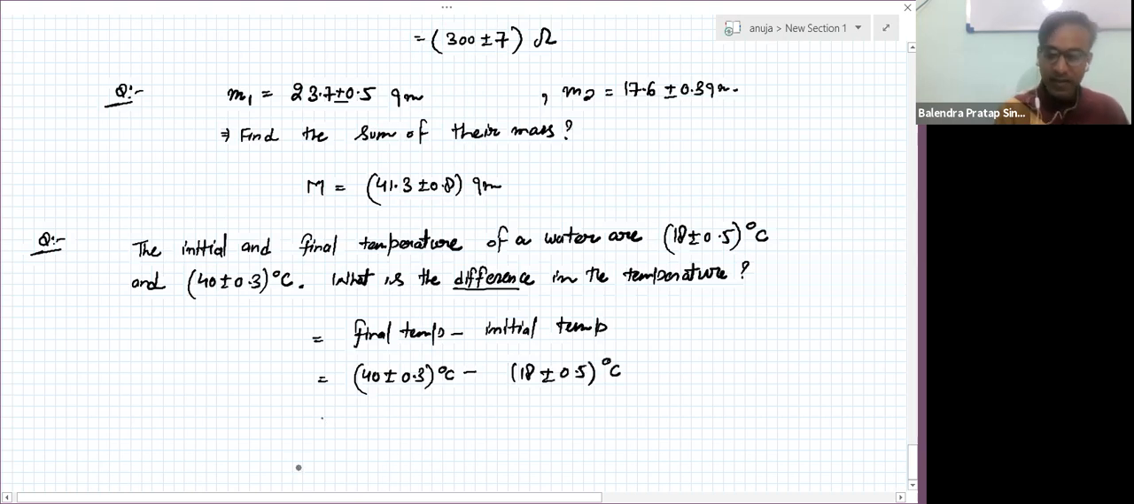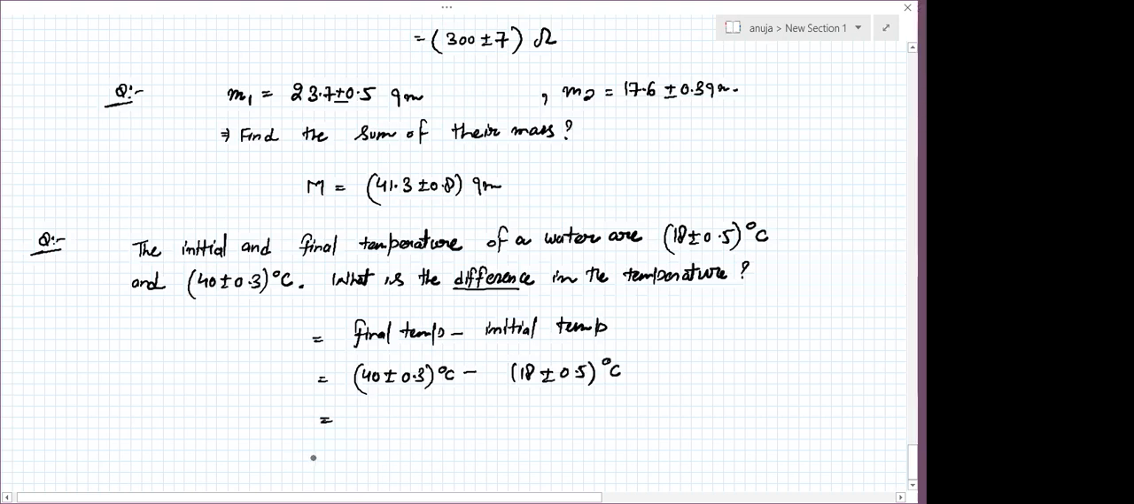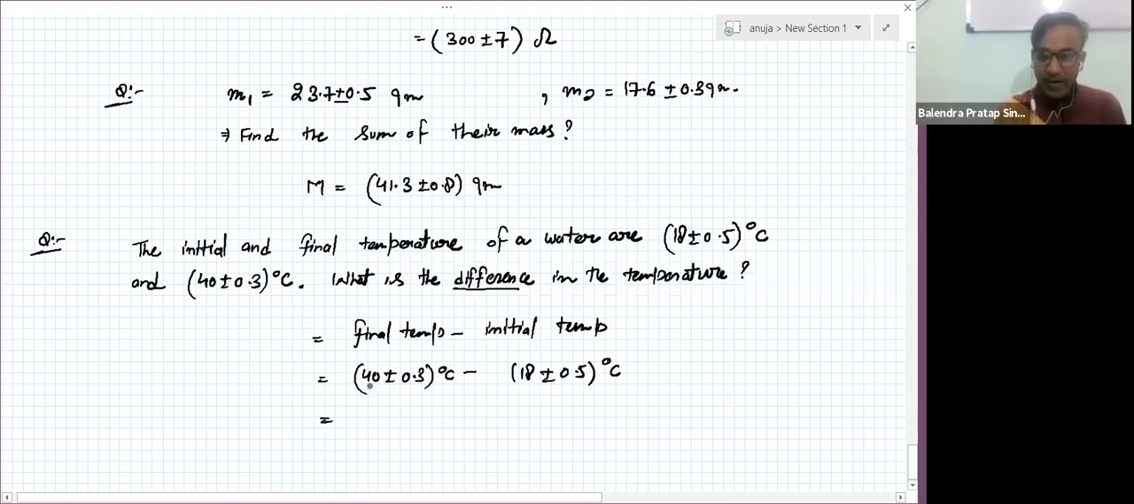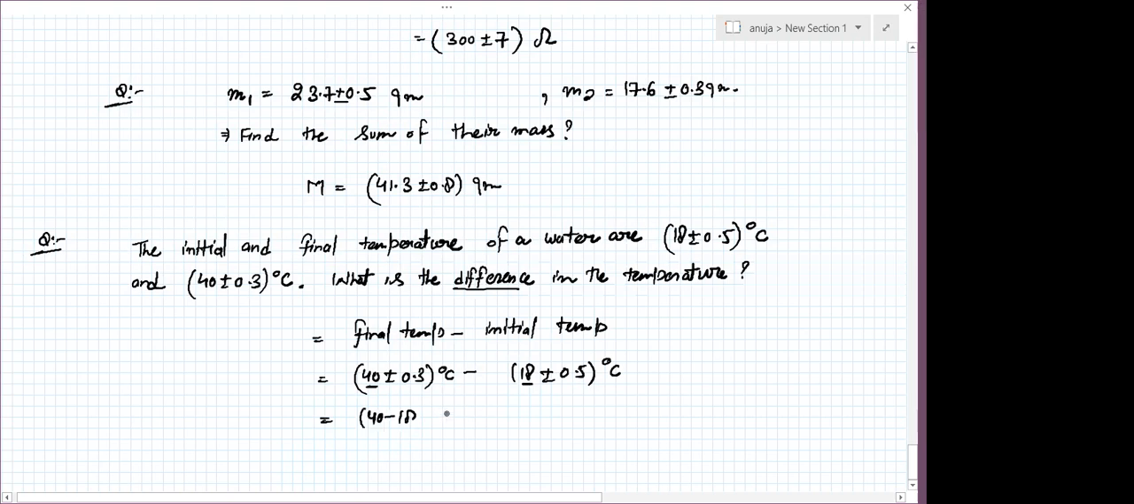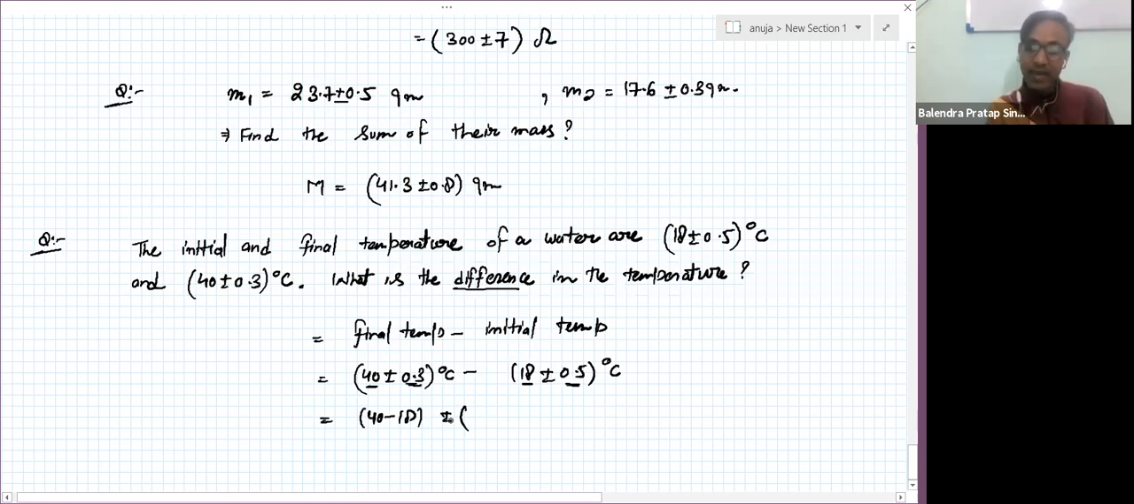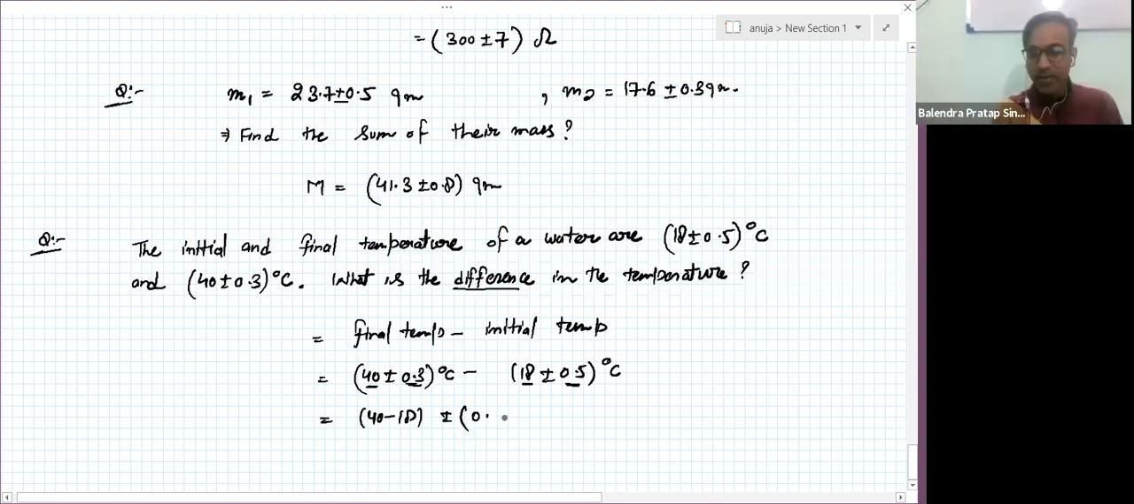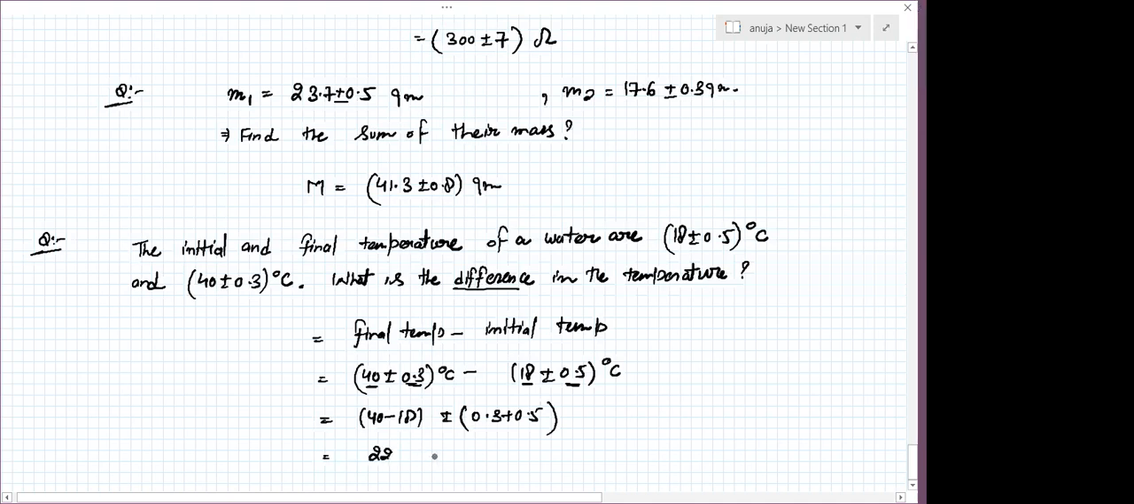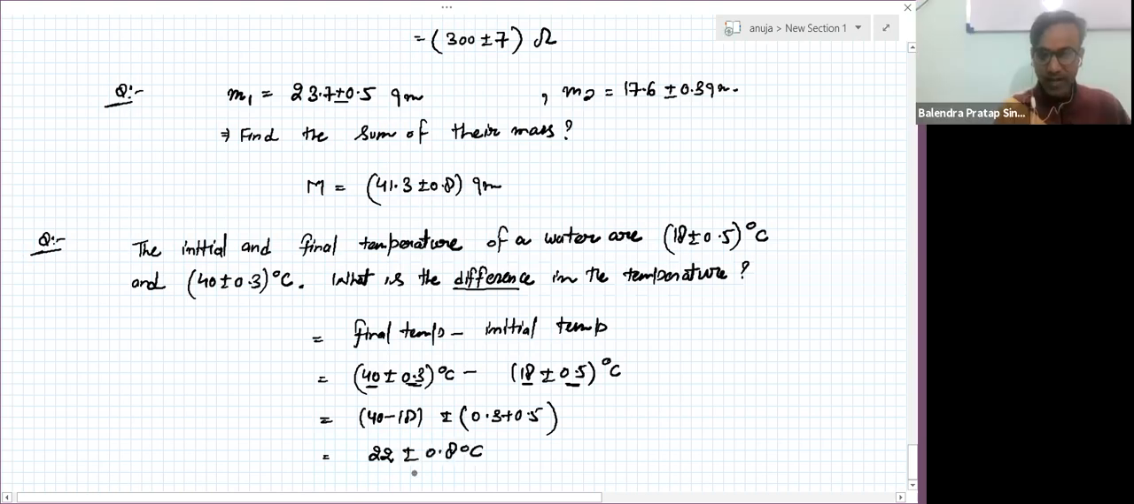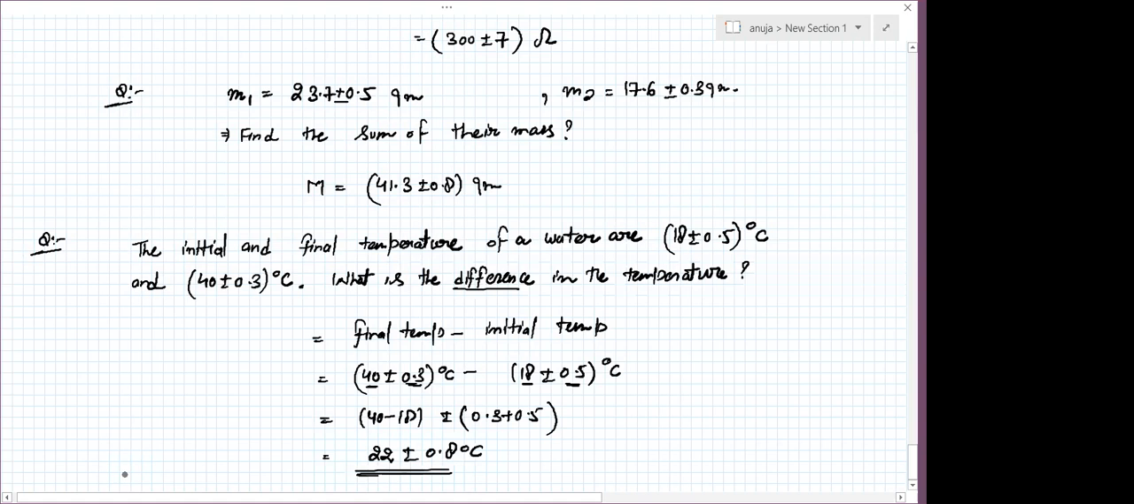So what is the result? Tell me the answer. Sir, 58 plus minus 0.8. Okay. Again, remember the formula. You have to subtract these two things, means 40 minus 18, and add the errors. You subtract the true values, but the errors always get added. So it's 0.3 plus 0.5. So here you will get the answer 22 plus minus 0.8 degrees. This is the answer. Now, is it clear? Yes, sir, clear.